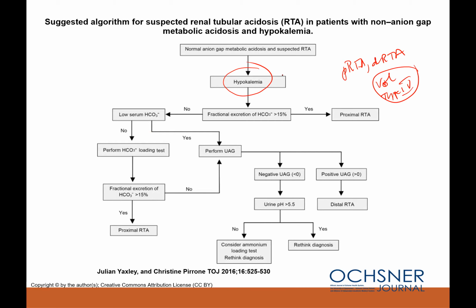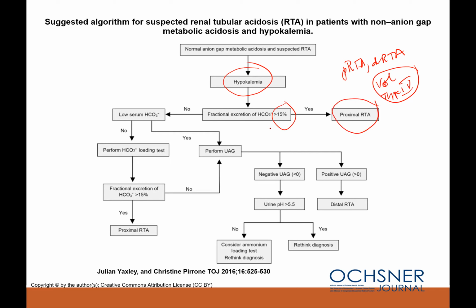is the patient able to excrete bicarbonate quite well? That is called the fractional excretion of bicarbonate being more than 15%. What is fractional excretion? We have seen that fractional excretion of bicarbonate is urine bicarbonate times plasma creatinine divided by plasma bicarbonate times urine creatinine. If that is more than 15%, you are dealing with proximal RTA.